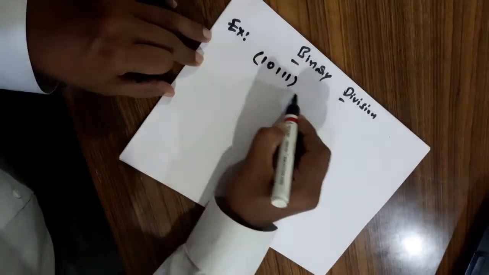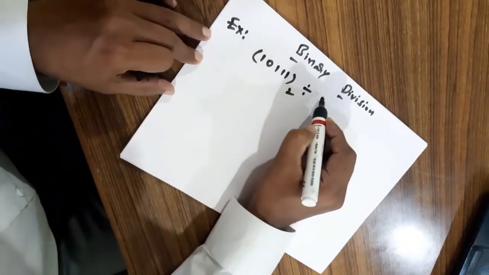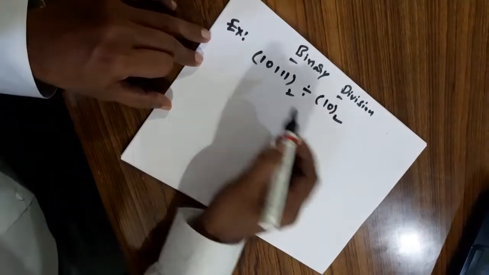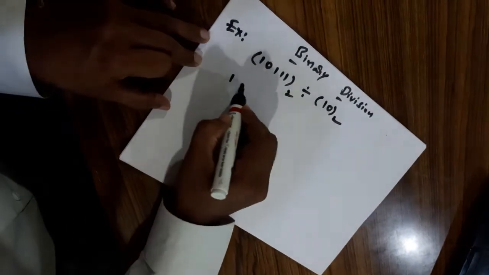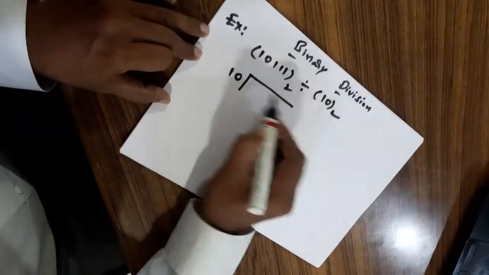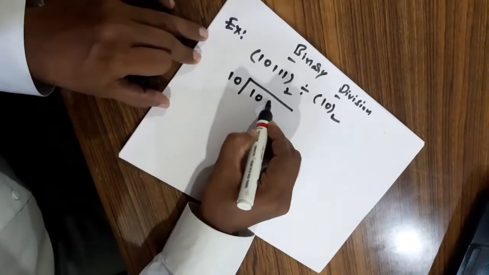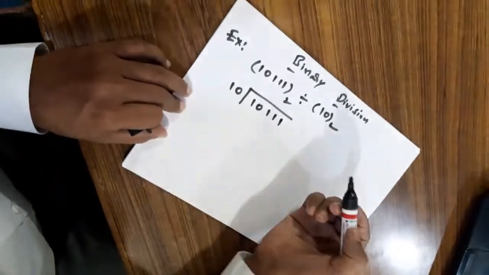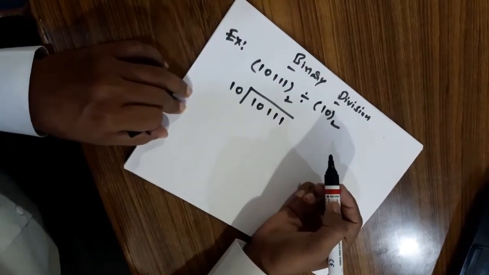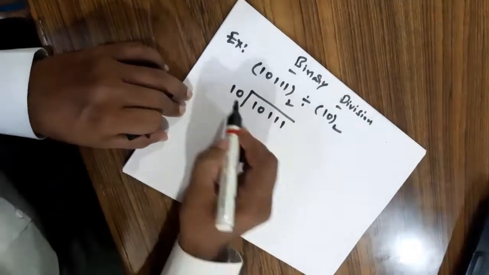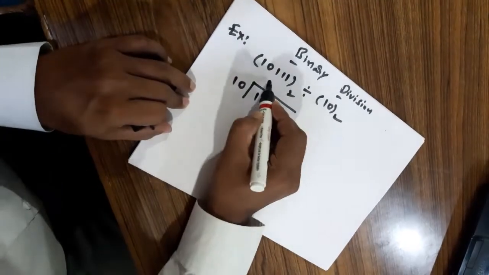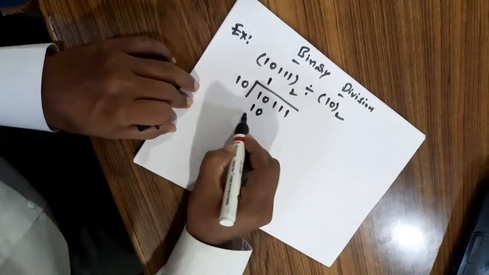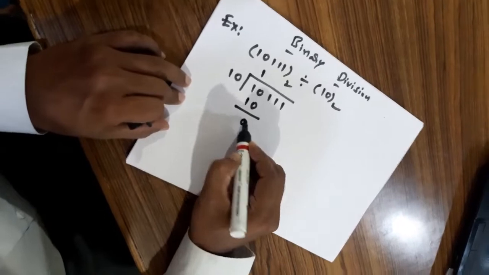I am taking one number, like 10111, division with 10. So how we are writing: 10, 10111. Okay, similar to how division is done in decimal, like that only in binary also. 10 1s are 10, so 1 we are writing there and 10 we are writing here. Here 0 is coming.